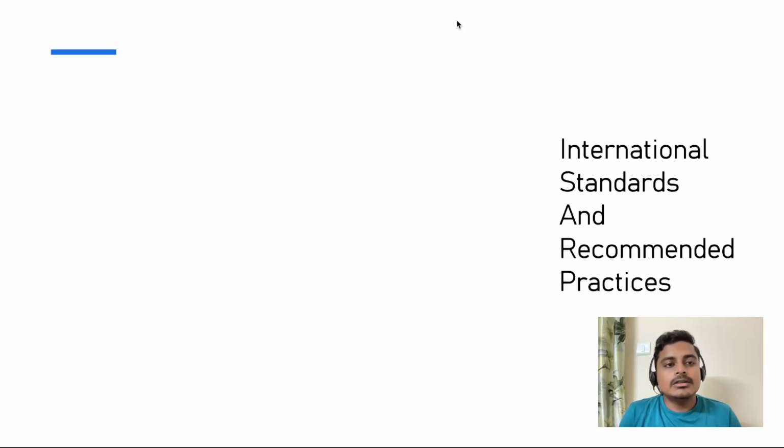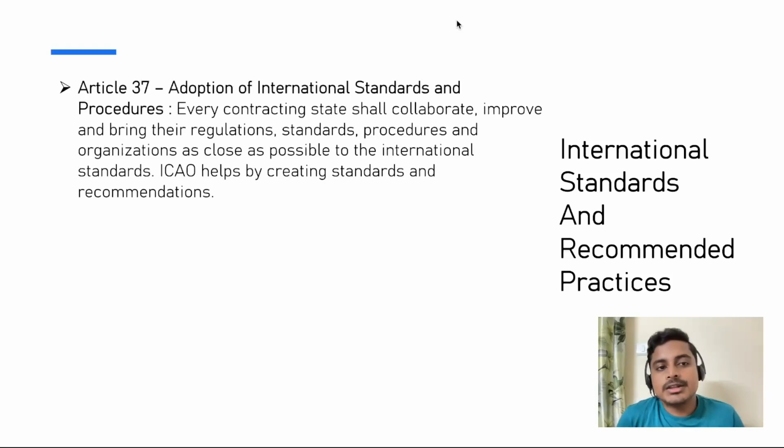Now, the upcoming articles talk about the international standards and recommended practices. Starting with Article 37, adoption of international standards and procedures. Right. So till now, the articles that we saw, all those rules, every contracting state shall collaborate, improve, and bring their regulations, standards, procedures, and organizations as close as possible to the international standards.